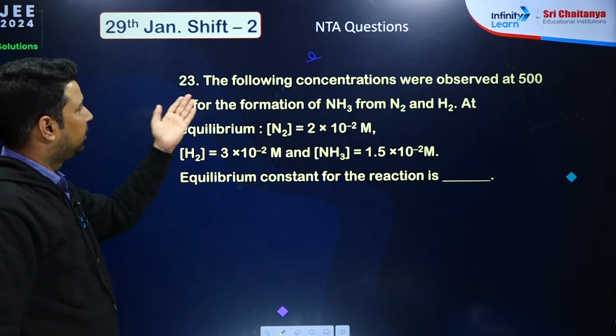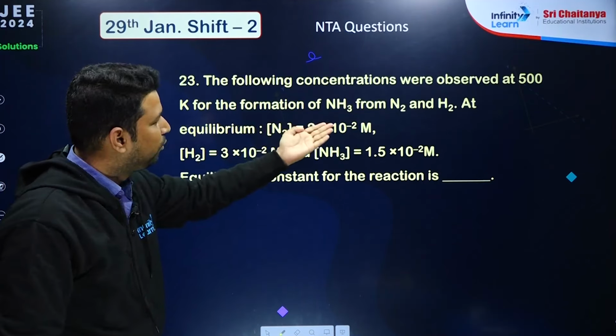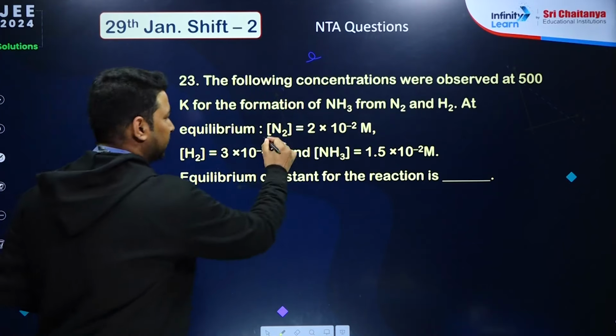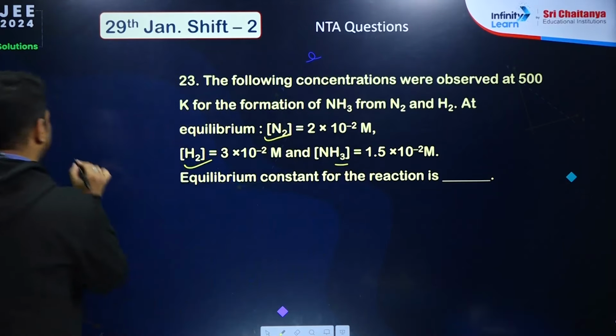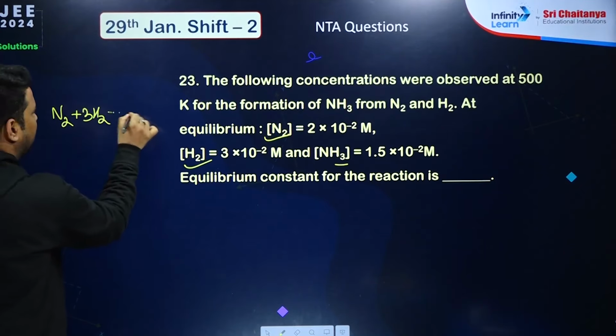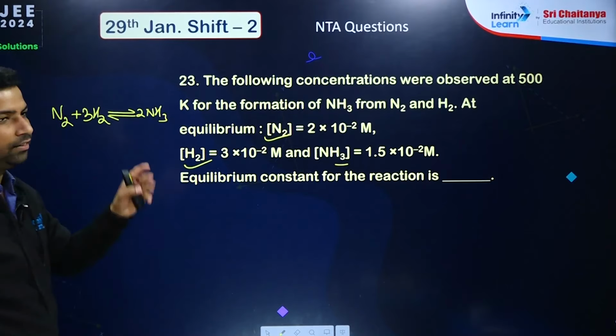Come to question number 23. Simple question. The following concentrations were observed at 500 Kelvin for the formation of ammonia from N2 and H2 at equilibrium. What is the reaction? N2 plus 3H2 gives rise to 2NH3, and these concentrations are given at equilibrium.